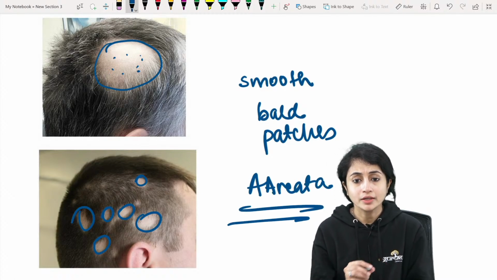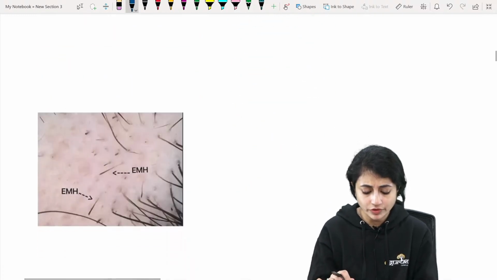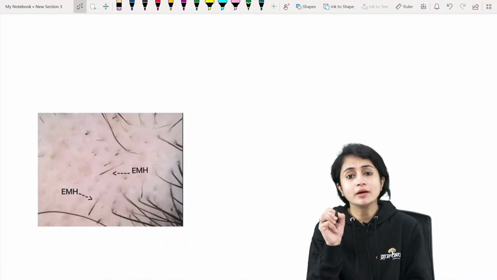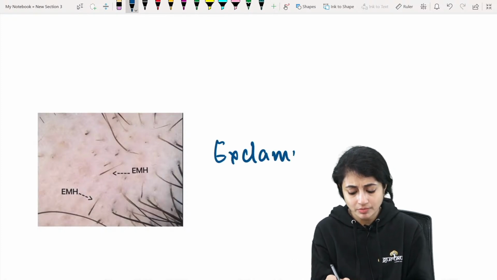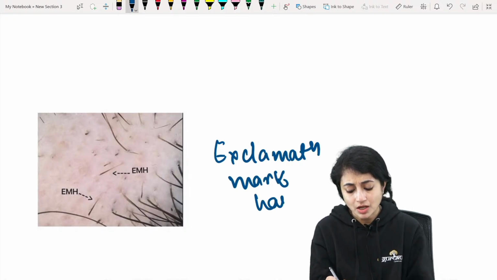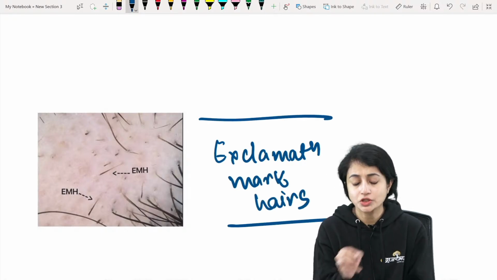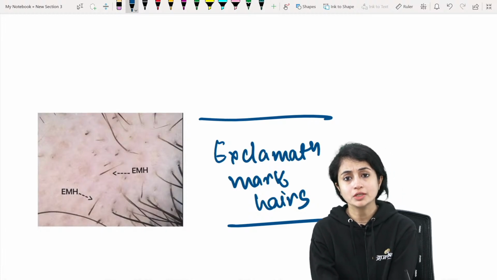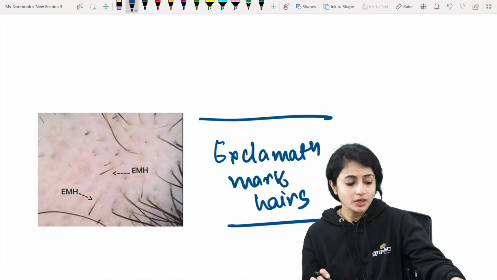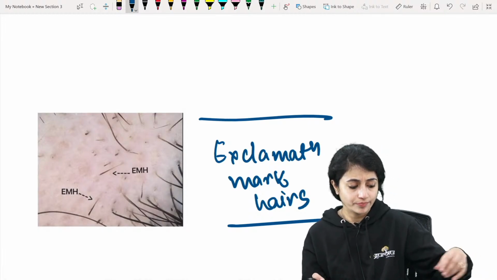Okay, and if you look at the periphery of these lesions, you see some broken off hairs which are called exclamation mark hairs. So exclamation mark hairs are typical of alopecia areata. These are nothing but small broken off hairs seen at the periphery of the bald patches.